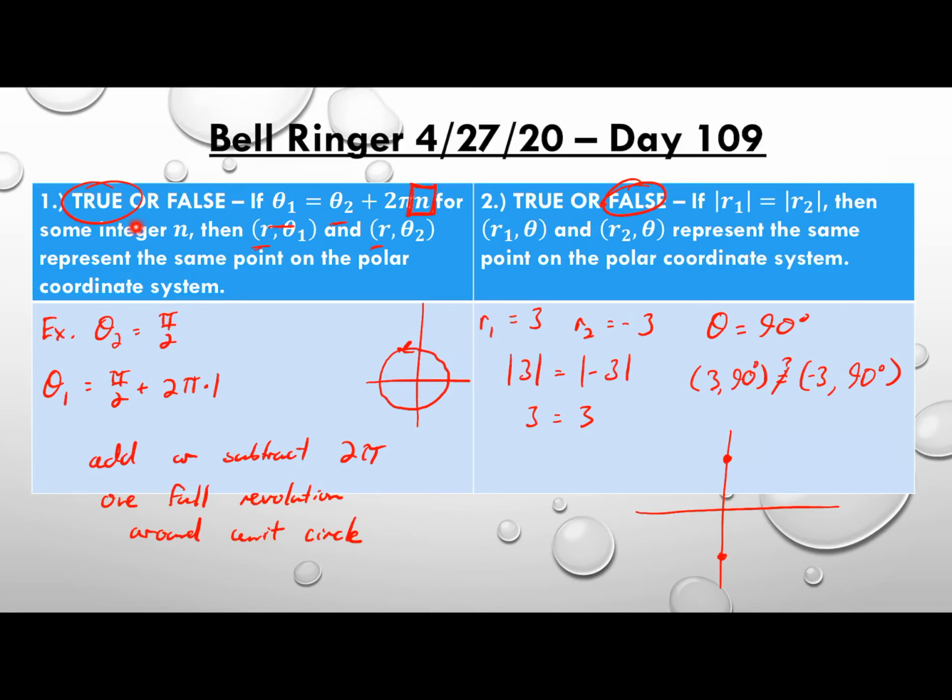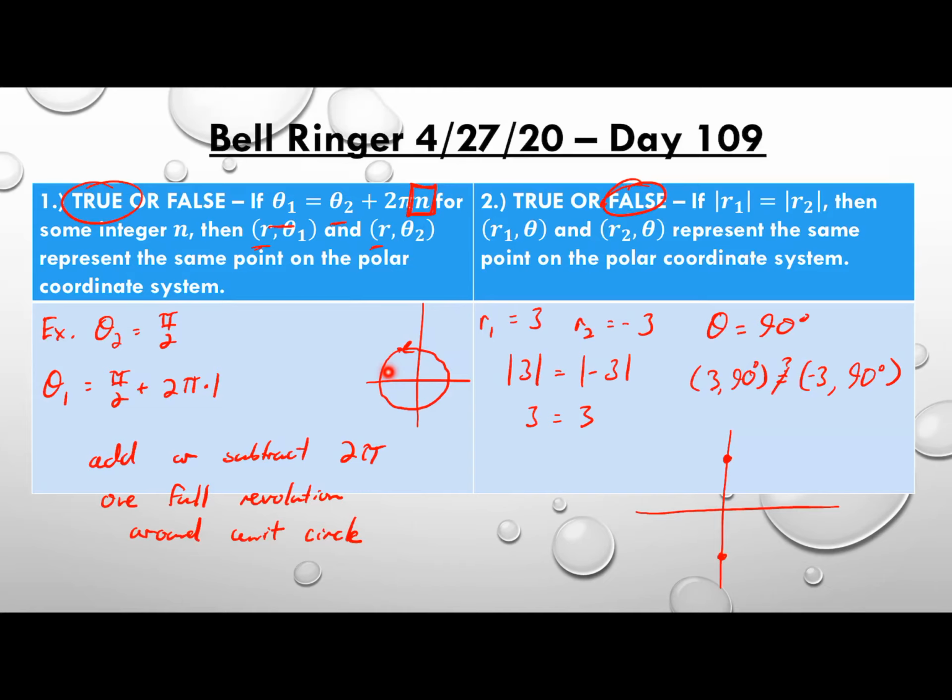Number 1, on the other hand, was true, because no matter how many times I add or subtract 2 pi, I'm always going to end up in the same spot on our polar coordinate system. So that means it's going to work for every point. All right. So those were our 2 warm-up problems for today. Once again, there were more conceptual problems, not a lot of math behind them. It was just understanding how the polar coordinate system works.